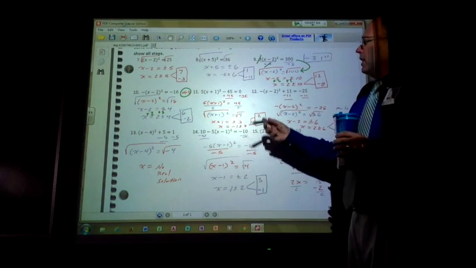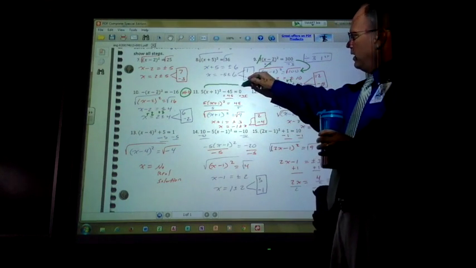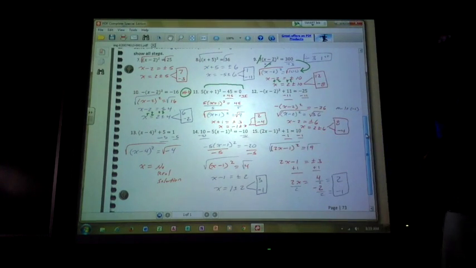So number 11 gets unique. Number 11, we have kind of a lot going on. So again, we have to start unpacking it a little bit. I'm not going to go and divide by 5 first. I think I'm going to move that 45 over, so I'm going to do the opposite to it. Okay, that gives me 5 quantity (x plus 1) quantity squared equals 45.